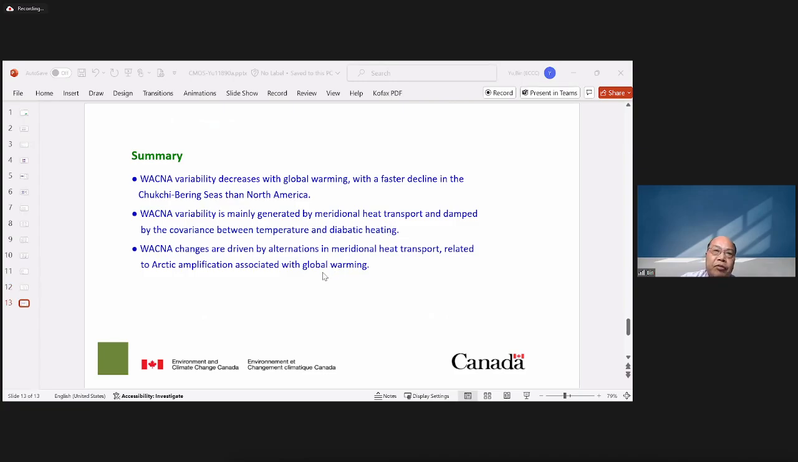So to sum up, we found the WCNA variability decreases with global warming, with a faster decrease in Chukchi-Bering Seas than North America. The WCNA variability is mainly generated by meridional heat transport and damped by the covariance between temperature and diabatic heating. WCNA changes are driven by changes in meridional heat transport, which is related to Arctic amplification associated with global warming. I stop here. Thank you very much for your attention.